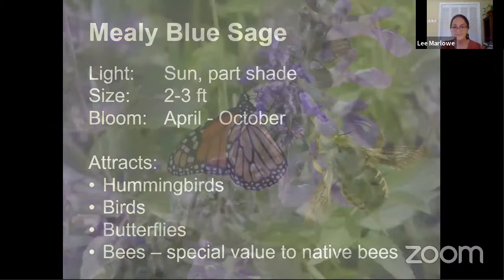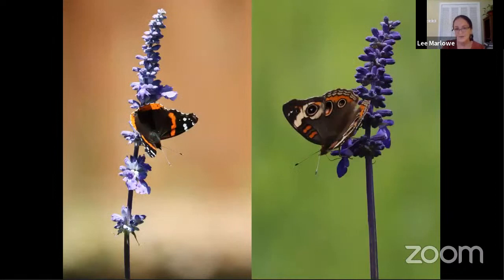Monarchs will feed on it. Lots of other different butterflies here. You've got the red admiral on the left, common buckeye on the right. Here's a cute little skipper. I don't know what kind it is.